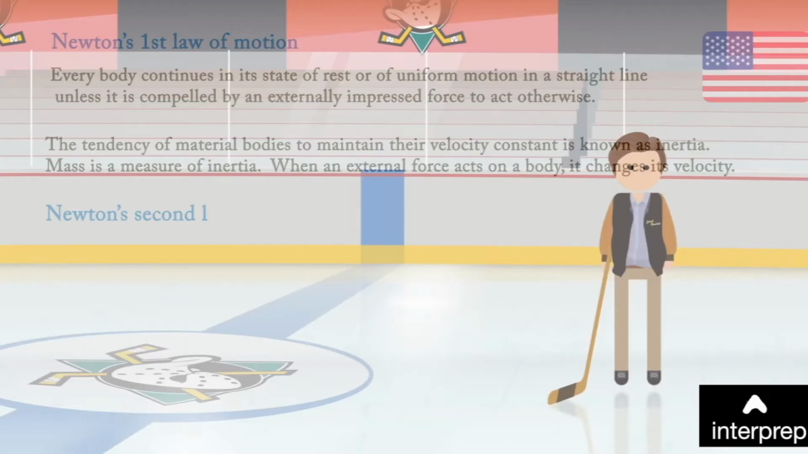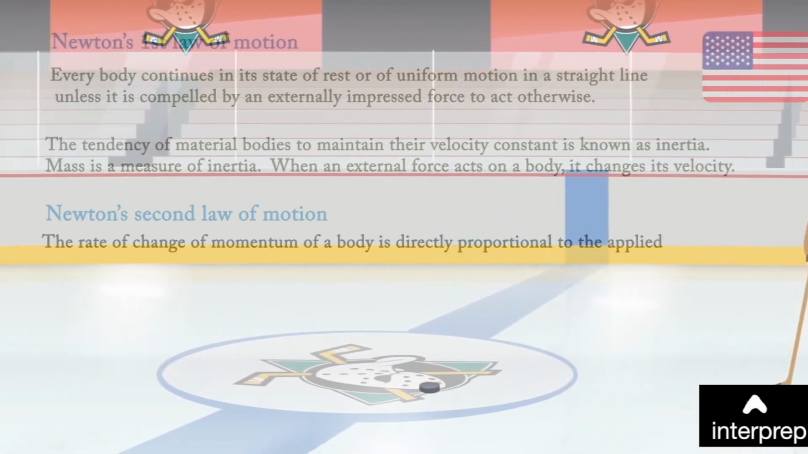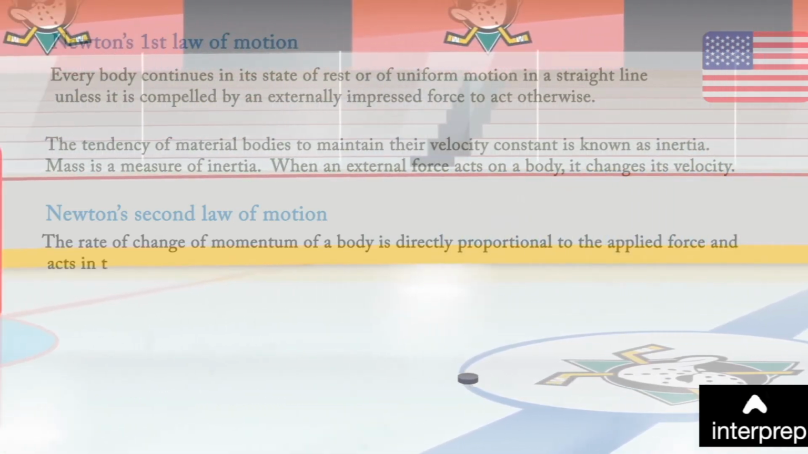Newton's second law. This law says that the force required to move a body, with a certain acceleration, is equal to the product of that acceleration and mass of the body. This gives us the formula, F is equal to m into a.